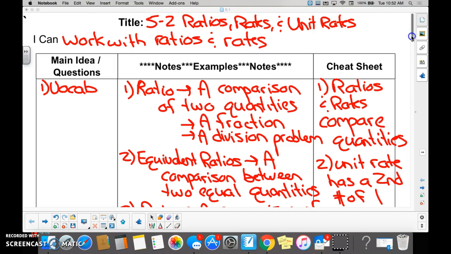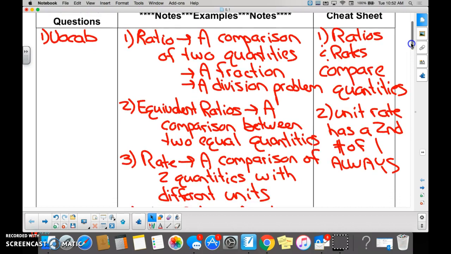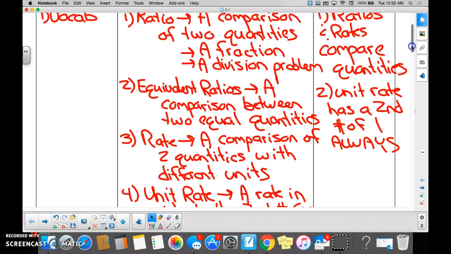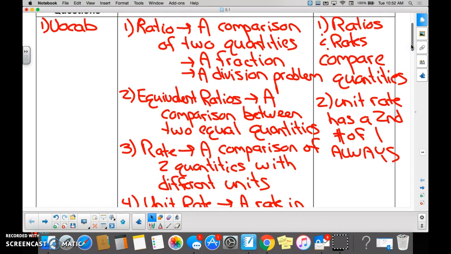Vocab is highly important. Equivalent ratios are ratios that are the exact same thing, you just reduce. Is a ratio a rate? Yes. Okay, if a ratio compares two quantities and a rate compares two quantities, they are the same. Is a rate going to be a ratio?